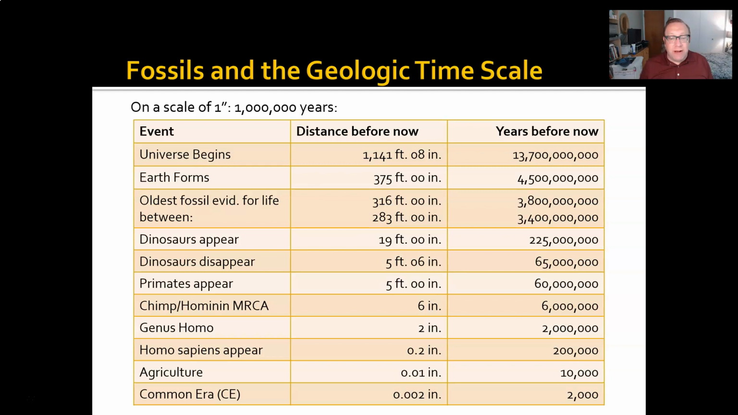Genus Homo itself only begins about 2 inches from us. That's 2 million years ago. The first signs of agriculture are about 1/100th of an inch from you. And the Common Era, right? We measure from about 2021 years ago. Well, that's about 2/1000ths of an inch from you. So these are the timescales we're looking at in terms of evolution.